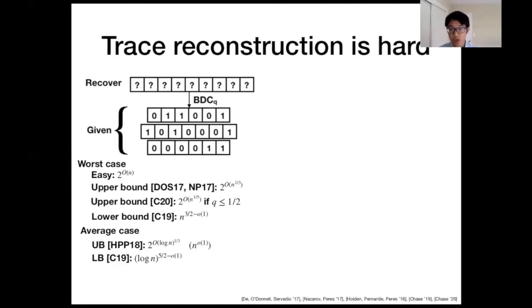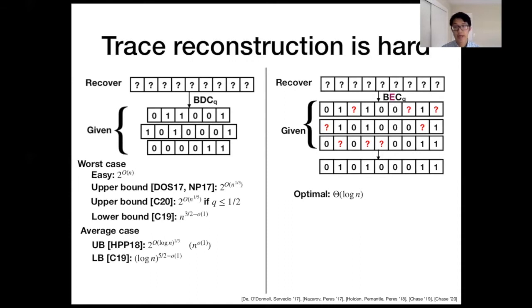For average case reconstruction, you can do better than worst case reconstruction. You can do trace reconstruction in subpolynomial in n many traces, 2 to the cube root log n. And then there's a lower bound of log to the 5/2 n, so polylogarithmic in n. And you can see again, for average case, there's an exponential gap between the best upper and lower bounds. So as you can see, this is a difficult problem.